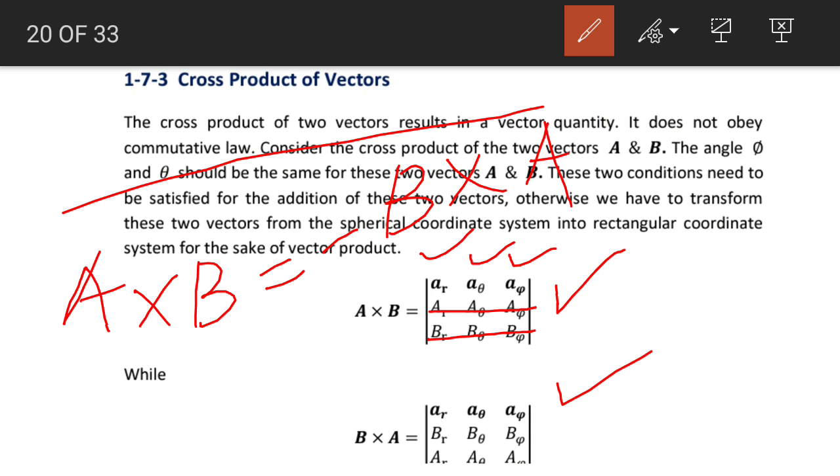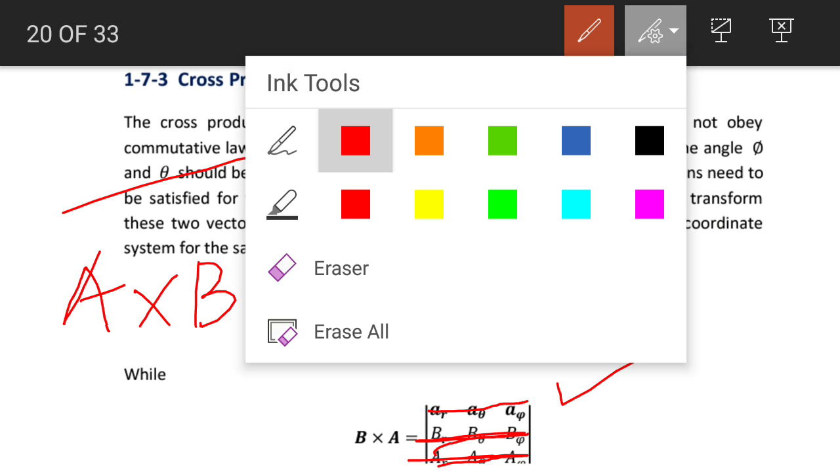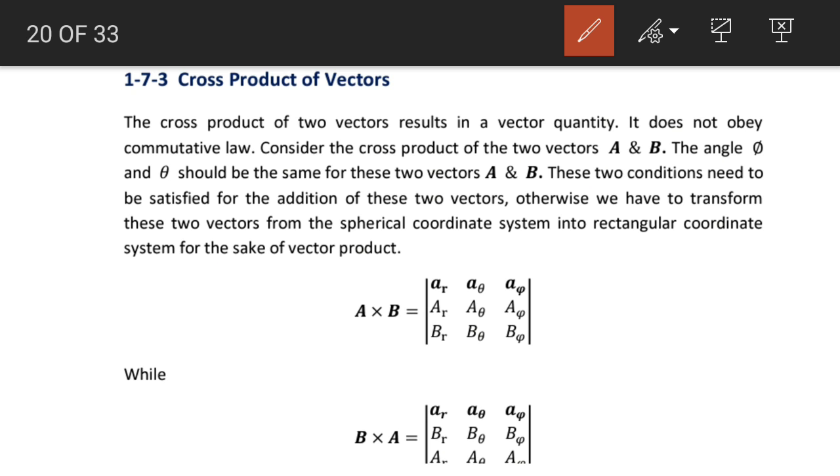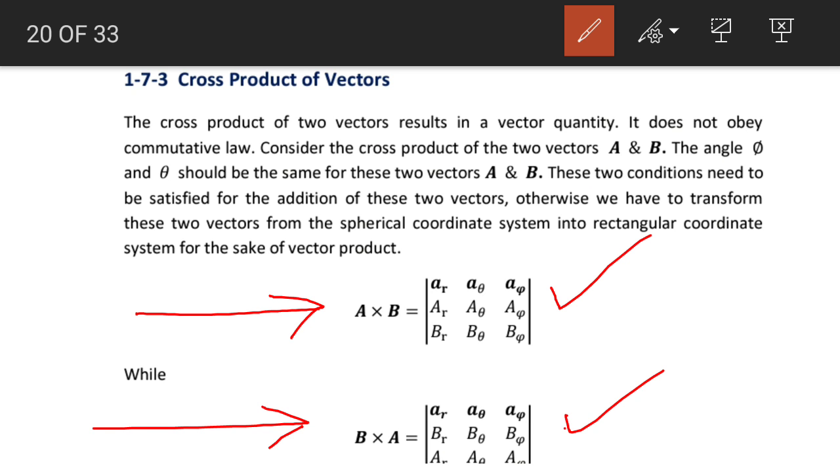You see, we have the three unit vectors in the first row, AR, A theta, and A phi. Then we consider all three components of vector B in the second row: BR, B theta, and B phi. We consider all three components of vector A in the third row: AR, A theta, and A phi. We expand this determinant, and the expansion will result in a new vector. So this is how we calculate A cross B, and this is how we calculate B cross A.